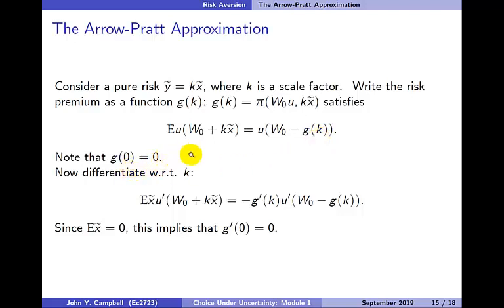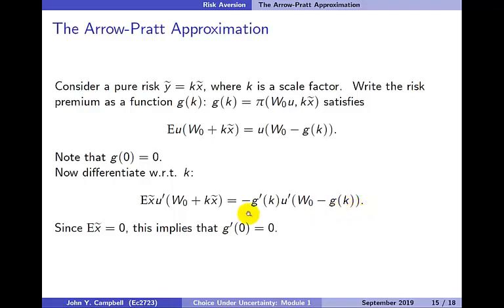But now we're going to use our repeated differentiation trick. We're going to differentiate this equation with respect to k, and on the left we'll get the mean of the product of x tilde and marginal utility, and on the right-hand side we'll get minus g prime of k times marginal utility of wealth minus g of k.